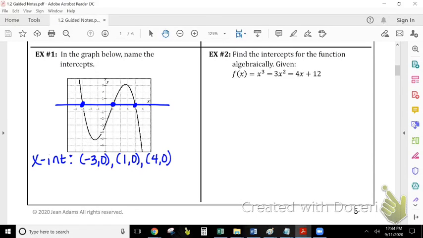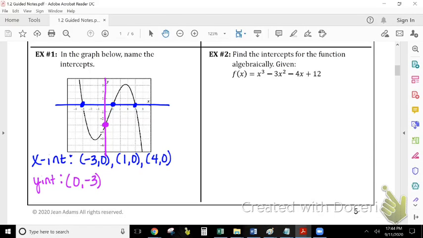Then I'm going to do y-intercepts. So I'm going to draw in my y-axis here and look to see if my graph crosses it anywhere. It does right here. And so that is only at 0, negative 3. And if I'm looking at a graph, if my graph is a function, I will only have one y-intercept. Because if I have more than one y-intercept, that means that x value is repeated and it wouldn't be a function.